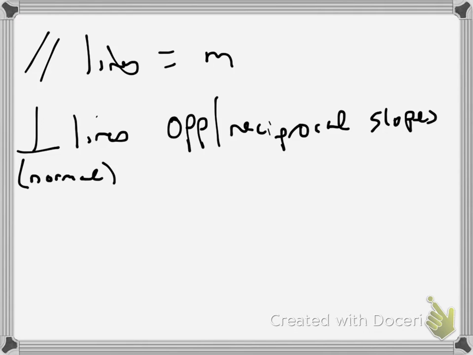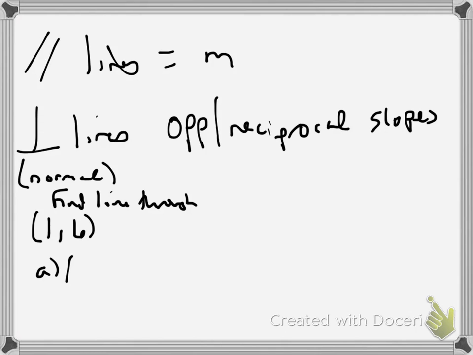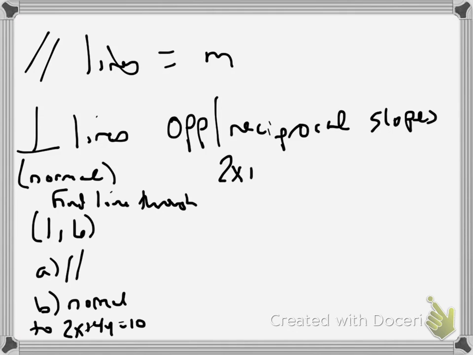Let's get the line that goes through (1, 6). So find the line through (1, 6), that is part A, parallel, and part B, normal, to 2x + 4y = 10. Okay, so for starters, we got to figure out what the slope of 2x + 4y = 10 is. So we got to put that in slope-intercept form.